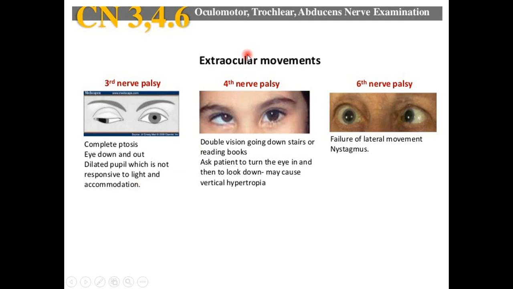This is fourth cranial nerve palsy, meaning the superior oblique is not working. There is double vision going downstairs or when reading books, which is very difficult. Ask the patient to turn the eye in and then to look down, which may cause vertical diplopia. How do we examine the superior oblique? We tell the patient to look at their nose. Ask the patient to look down and medially.